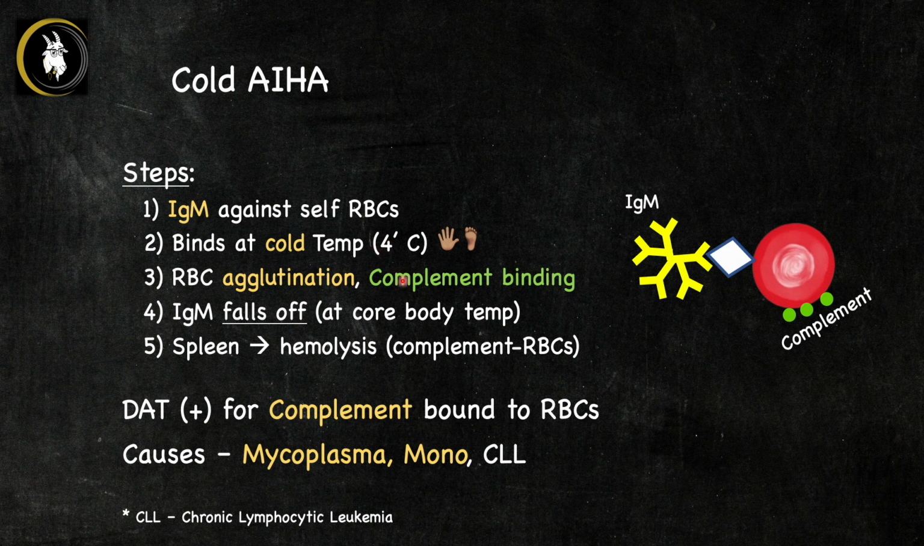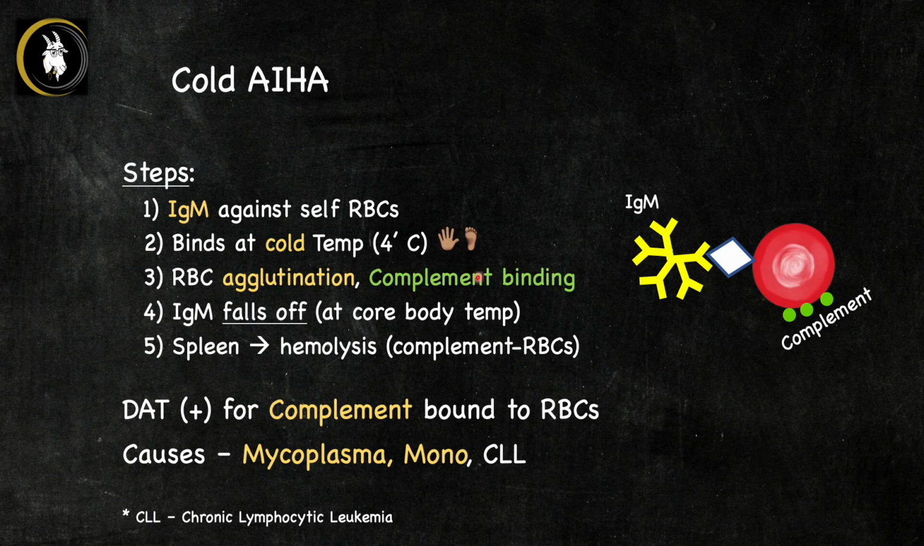Now, the other consequence of the fact that IgM is a pentamer is that unlike IgG, IgM is actually really great at recruiting complement proteins, and so the complement system has a major role here. So what happens is that when IgM binds the red blood cells in the fingers and the toes, it's going to also cause complement proteins to stick to the red blood cells as well. So as those red blood cells are leaving the fingers and the toes, they have IgM and complement coated on their surface.